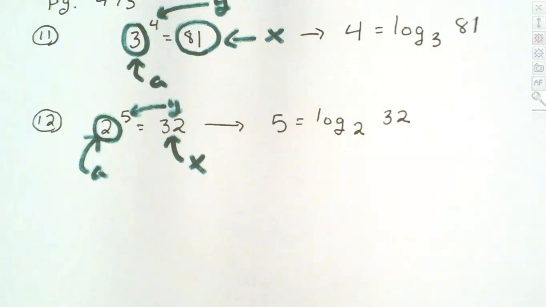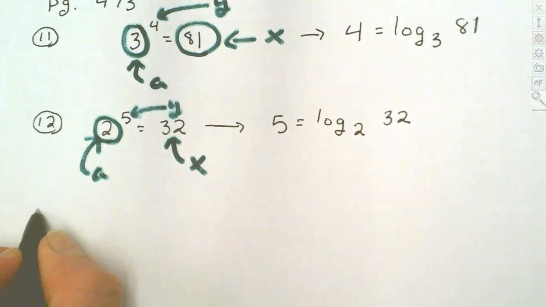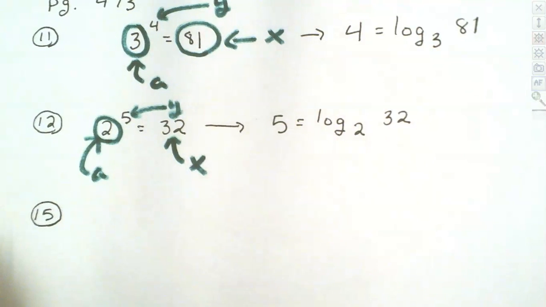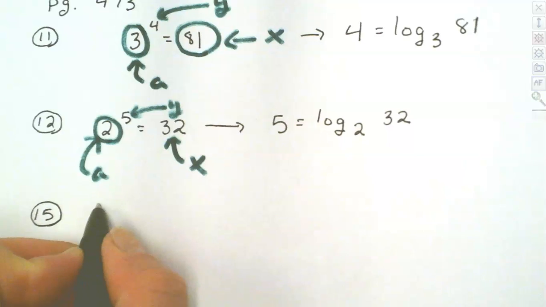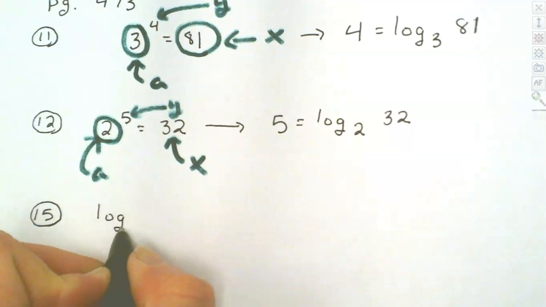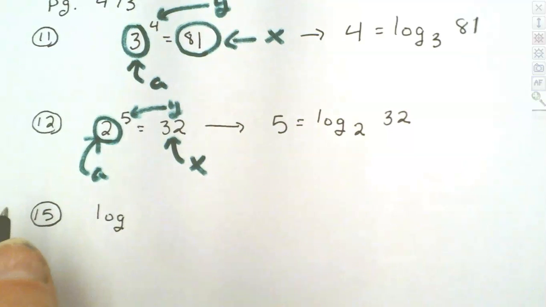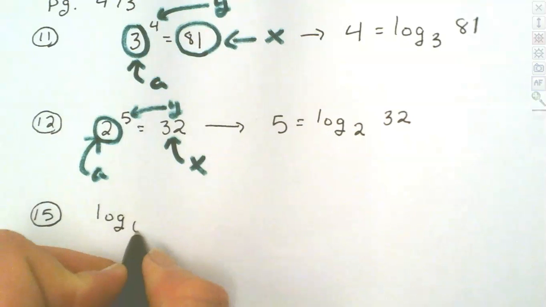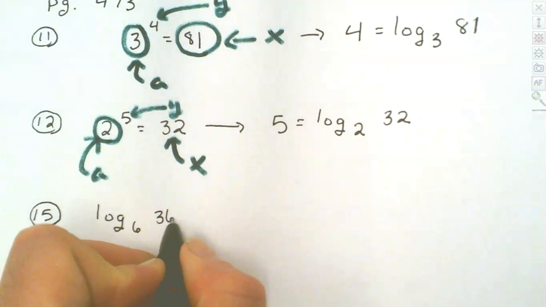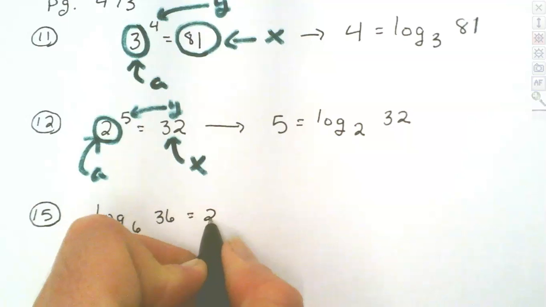Now let's look at transforming a logarithm to an exponential. So we're going to repeat the process, but we'll work it backwards for question 15. Question 15 is log base 6 of 36 equals 2.